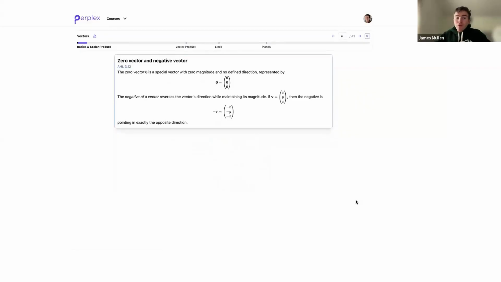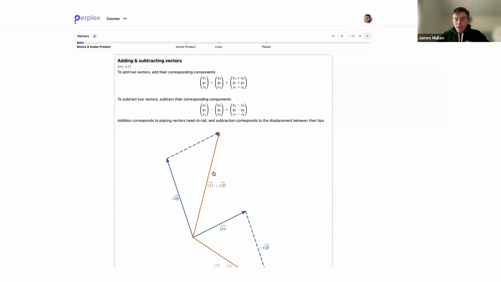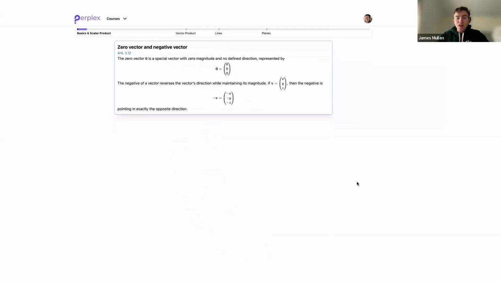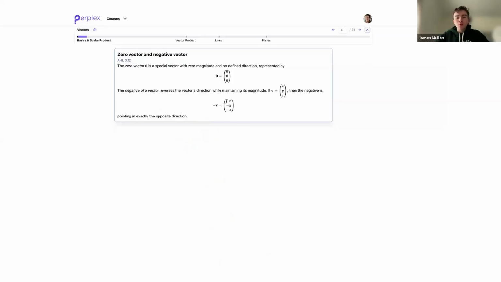Now, we have what is called a zero vector, which is the special vector with zero magnitude and no defined direction. So it's just 0, 0, 0. You're never going to see this symbol on the IB, but it's important that you know this is how you would get from one point to another point. And then the negative vector reverses the vector's direction while maintaining its magnitude. I showed you an example of a negative vector, negative OB. Basically, you just flip every component and put a negative sign in front of them. So negative v is equal to negative x, negative y, and negative z.